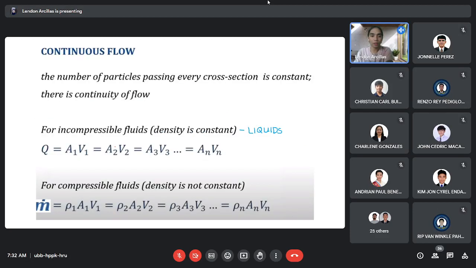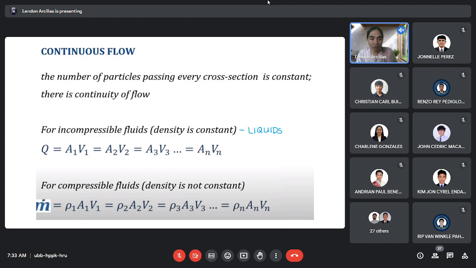Continuous flow, guys, there is a difference between incompressible fluids. Incompressible fluids, that means yung fluid na yan are liquids. So to get the relationship between the incompressible fluids from point 1 to point 2, ang gagamitin natin na formula is yung discharge: A1V1 equal to A2V2.